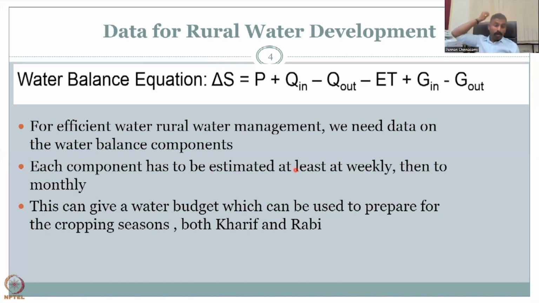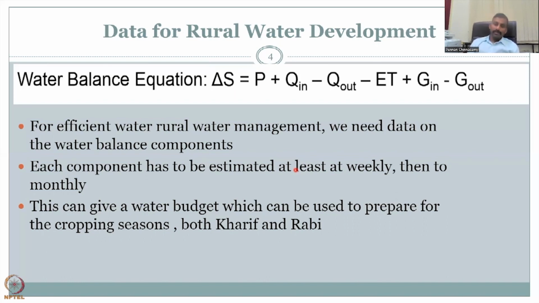So this can give a water budget which can be used to prepare for the cropping season, both Kharif and Rabi. For those who are new to these terms, Kharif means monsoon crops which are rain fed. So rain water is used for growing the Kharif crops. Mostly your rice, paddy, wheat, etc. come under this. Your Rabi crops are the crops that are grown in the non-monsoon time by using water resources that are stored.